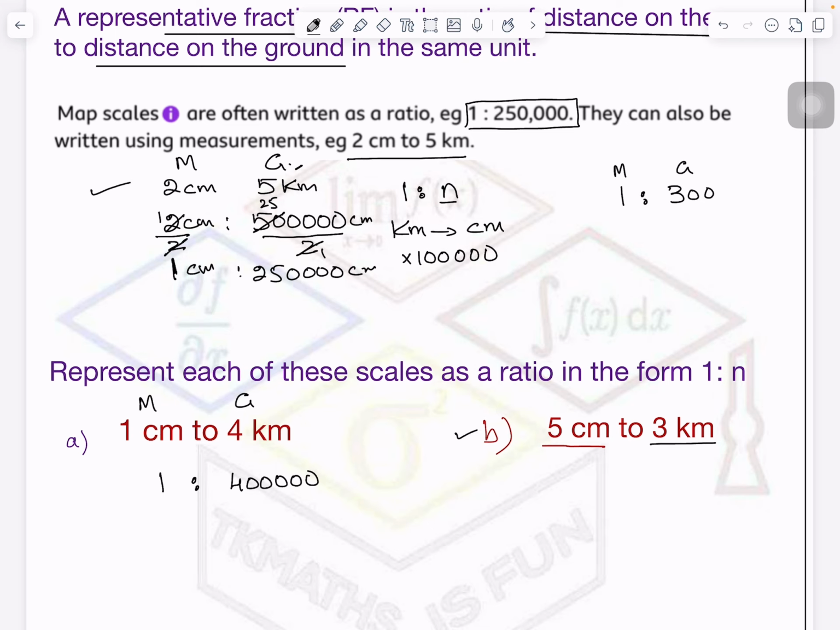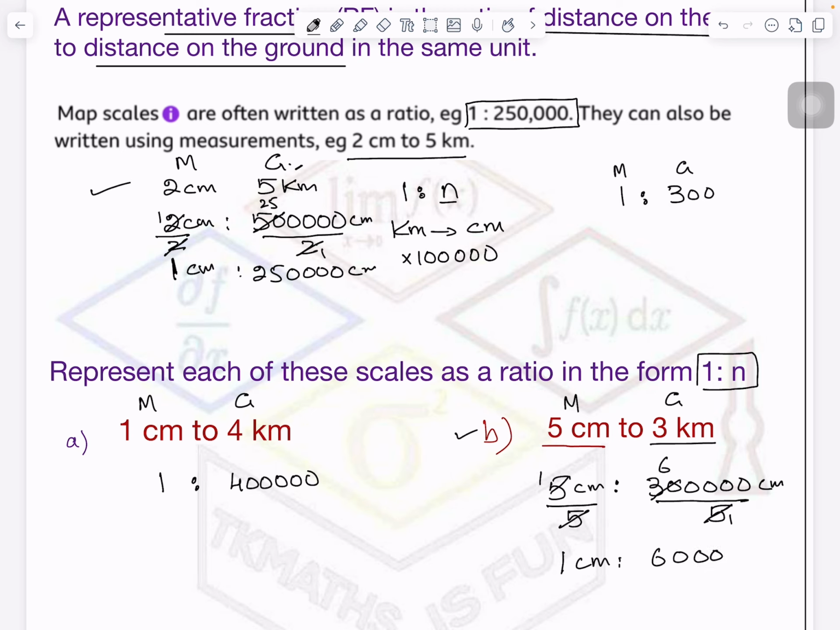Let's see what we will do in part B. Map is already in centimeter. Ground is not in centimeter. So let's change this into centimeter first. Multiply by 100,000. It will become 300,000. So I got here 5 centimeter is to 300,000 centimeter. But I want to change it into which form? 1 is to n, which is representative fraction. I will divide both sides by 5. So 5 divided by 5 is 1, so this is 1 centimeter is to 300,000 divided by 5, which is 60,000. So you got it into 1 is to n form.